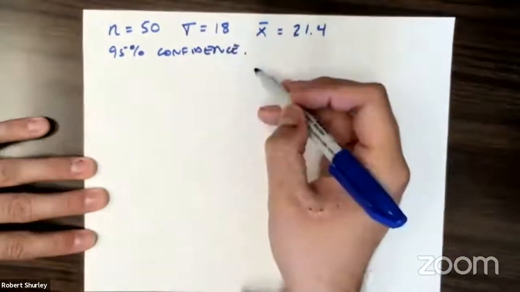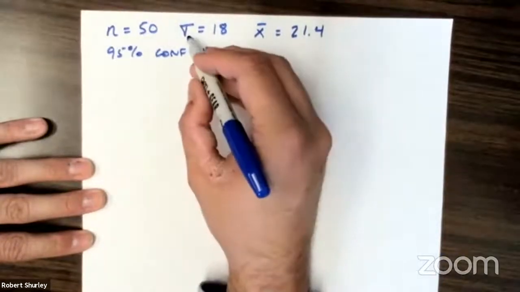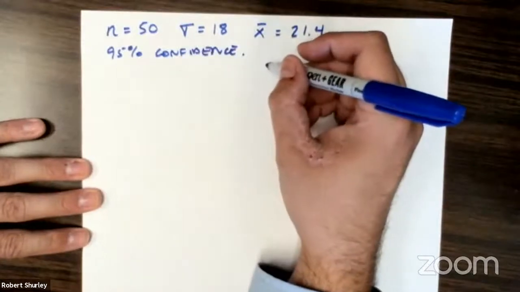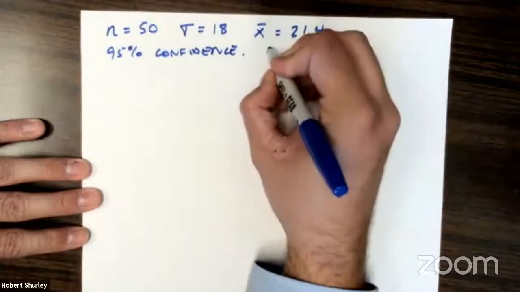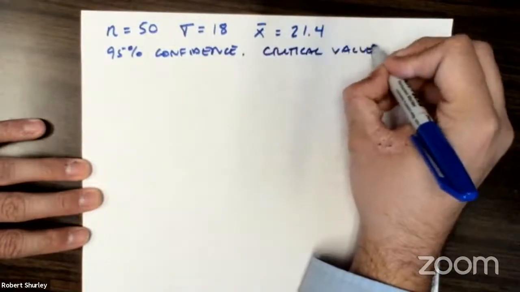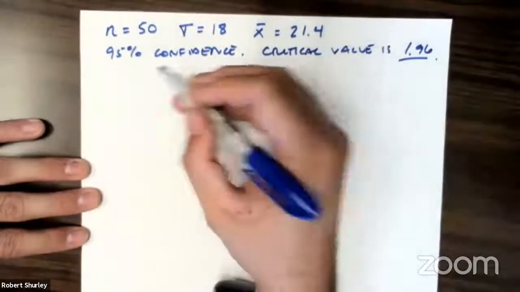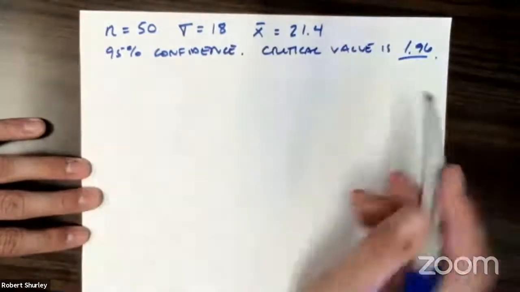Now, what that means is if you have a 95% confidence interval and you know the population standard deviation, that automatically means that the critical value is 1.96. Okay, we'll go over a 99% here in a minute with the same data, actually. So I want you to find this confidence interval.